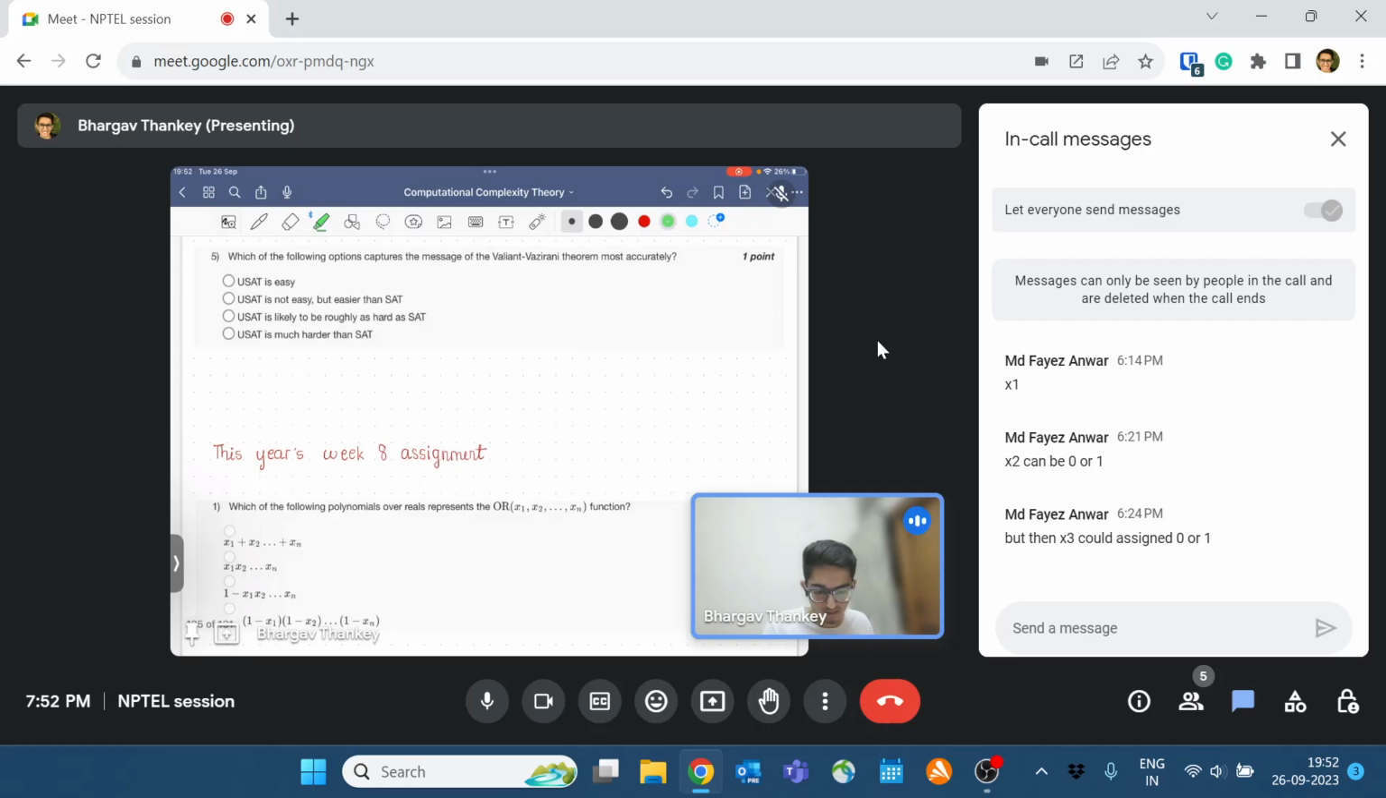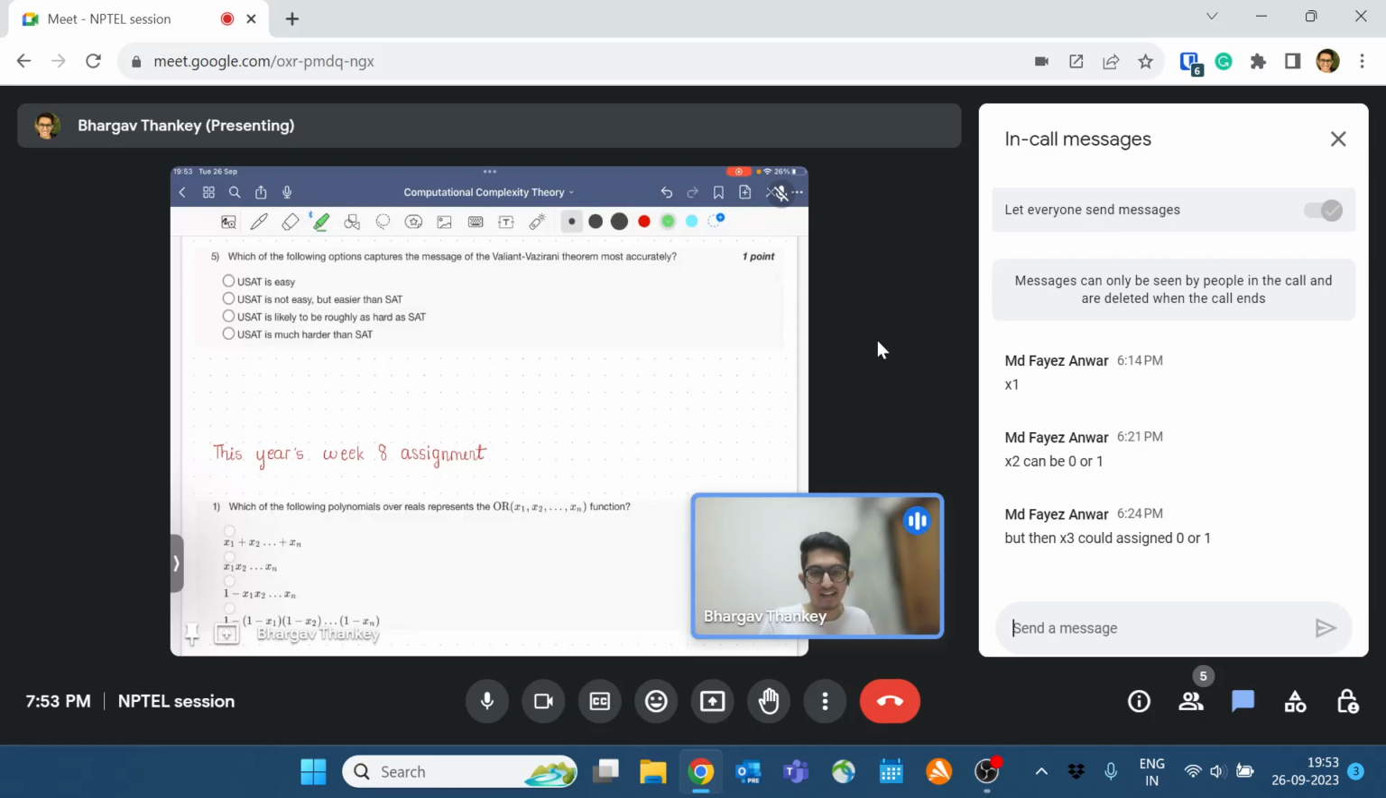So then, let's look at the last problem. Which of the following options captures the message of the Valiant-Vazirani theorem most accurately? USAT is easy. USAT is not easy but easier than SAT. USAT is likely to be roughly as hard as SAT. And USAT is much harder than SAT. So USAT is not easy, but clearly it is easier than SAT because we have don't care conditions. Oh, in fact, it's the other way around.